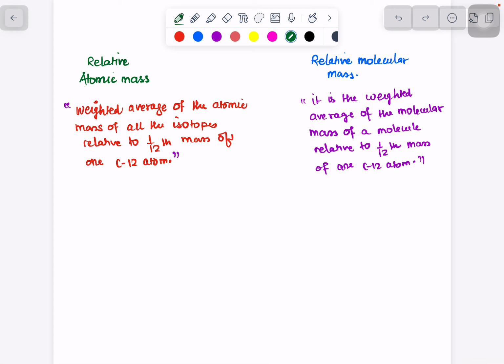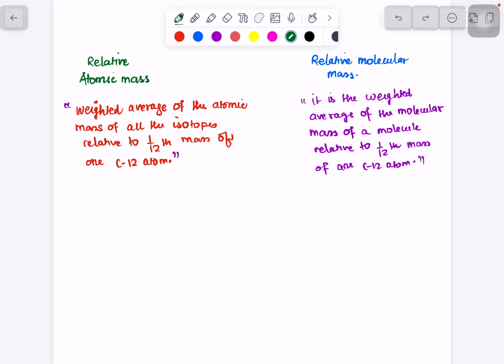Same as relative atomic mass. Once you learn the relative atomic mass definition, you just change from atomic mass to molecular mass, and then instead of all the isotopes, you write average of the molecular mass of a molecule, and the rest will remain the same. Now this is the theoretical definition.